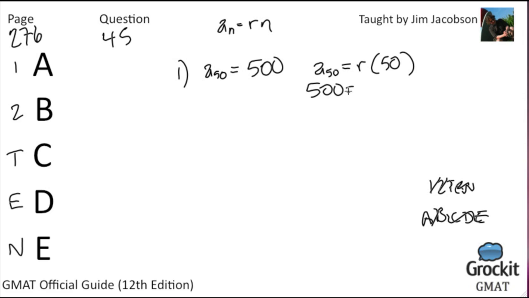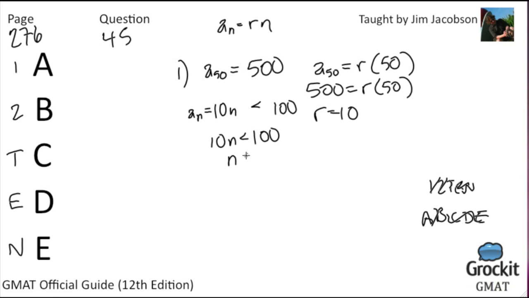And so that's 500 equals r times 50, which means that r equals 10. And we need all the values for which a sub n equals 10 times n, and that needs to be less than 100. So 10n needs to be less than 100, so n needs to be less than 10. For how many positive integers n is a sub n less than 100 as defined by this? Well, 9. There are 9 positive integers less than 10, 1 through 9. I don't feel the need to write them all out for you. Statement 1 then is sufficient for us to answer the question.